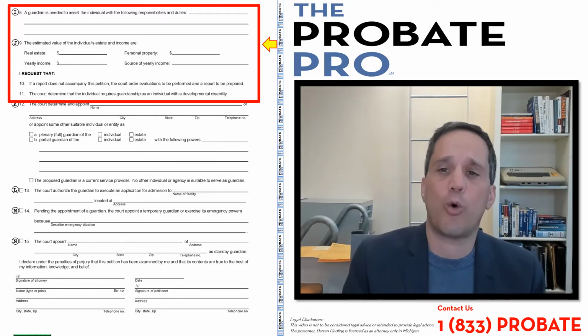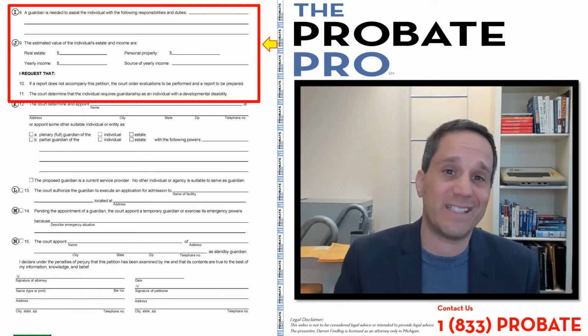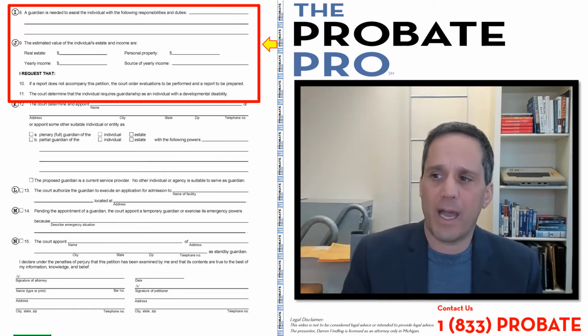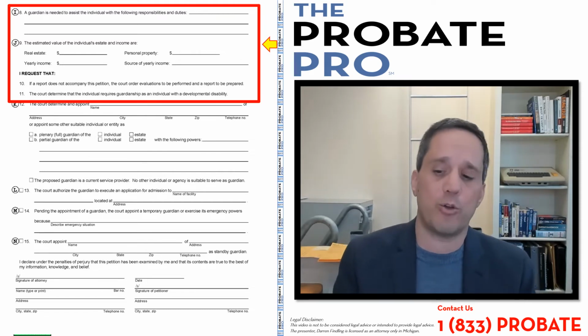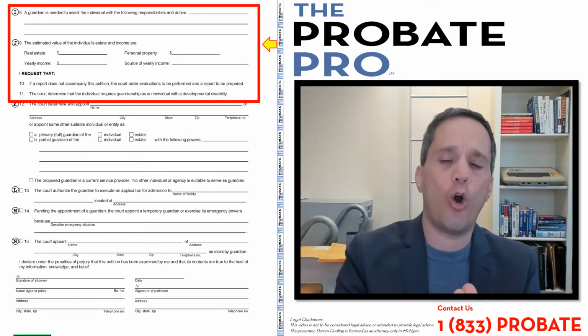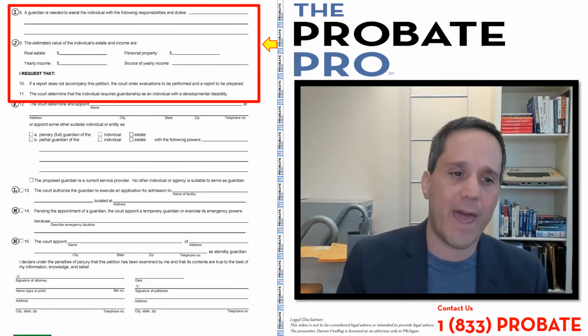So here is the request part. This is very typical in a petition. You state the basis, and then you, as the petitioner, say, this is what I'm looking for. I am requesting that. And then number 10, if a report does not accompany the petition, the court orders an evaluation to occur. So if you haven't already done the evaluation and reporting, you're asking the court for that order.